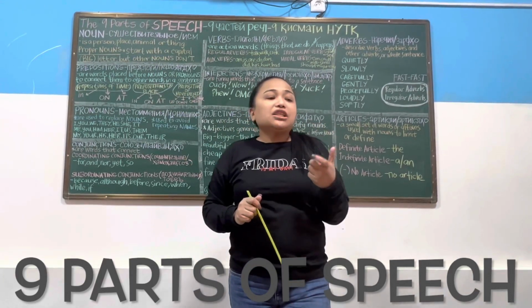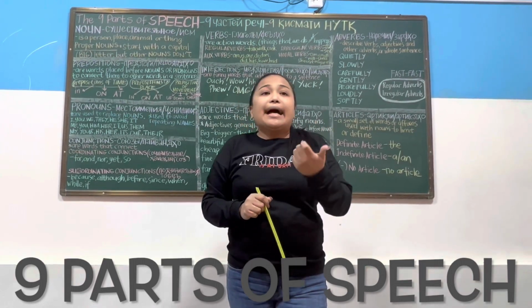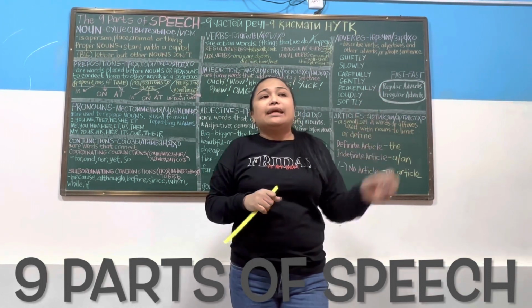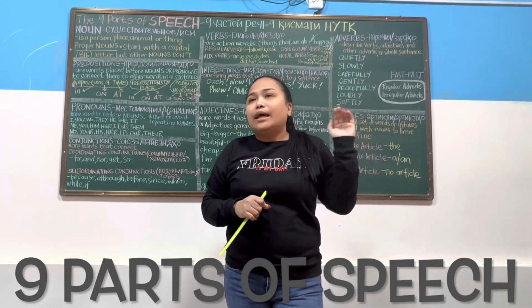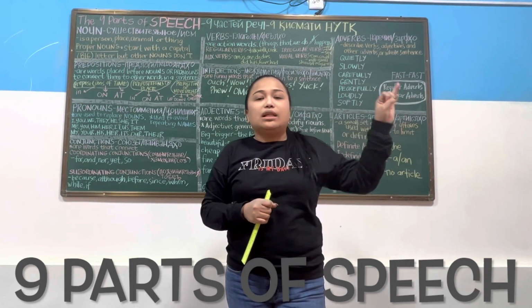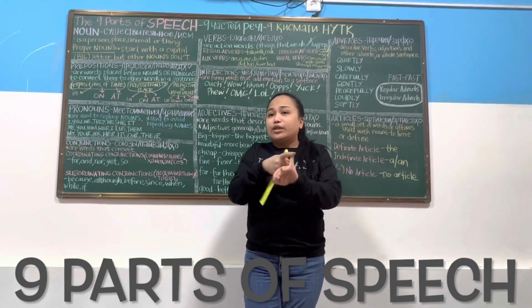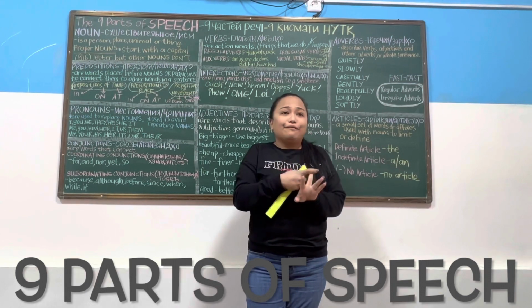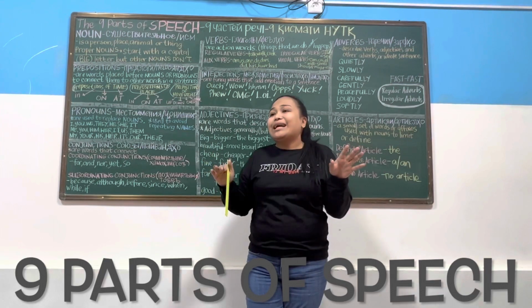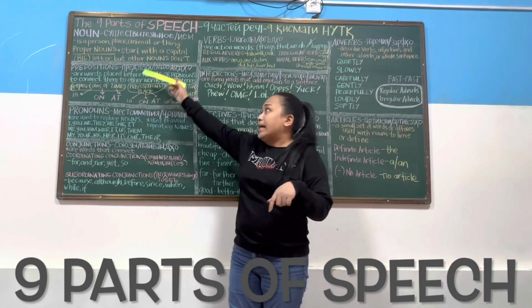Noun in Russian, существительное, in Tajik, isim. So noun is anything that names a person, place, animal, or thing. In Russian, существительное это имя человека, животного, места, вещи. In Tajik, isim, nomi odam, nomi asho, nomi hayvon, nomi joy. You understand? So anything that is a name of a person, place, animal, or thing is a noun.